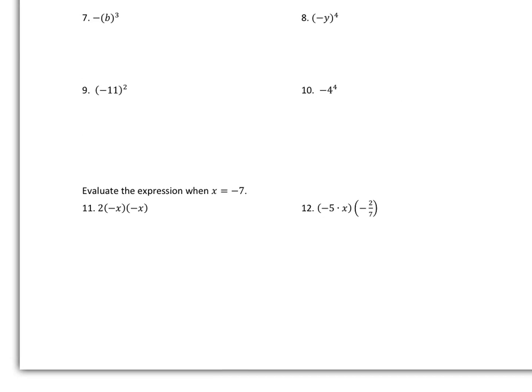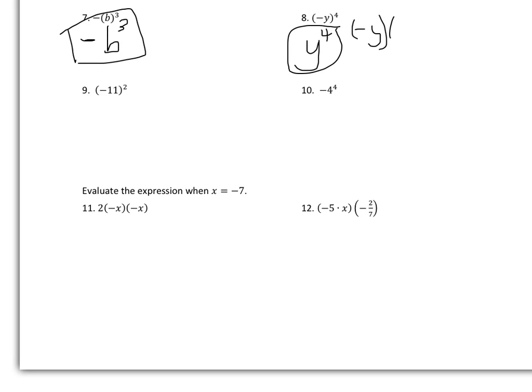Okay. Here on number 7, we have the opposite of b cubed. Okay, so it's b cubed, and it's going to stay negative. Now here, this is the opposite of y to the fourth power, but you notice that negative's inside the parentheses. So it's going to be like 4 negative signs, so it's going to be a positive y to the fourth. That's going to be your answer. You could think of it as opposite of y times itself 4 times. All right, so that makes it 4 negative signs, so that's why it ends up being positive.